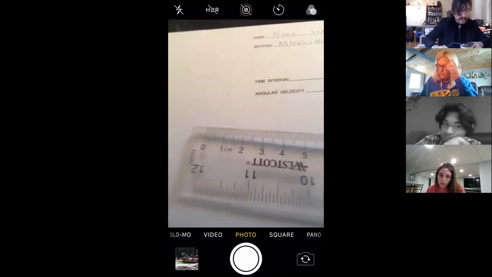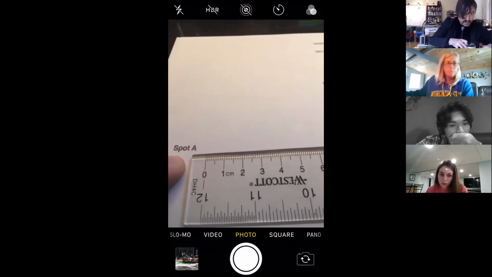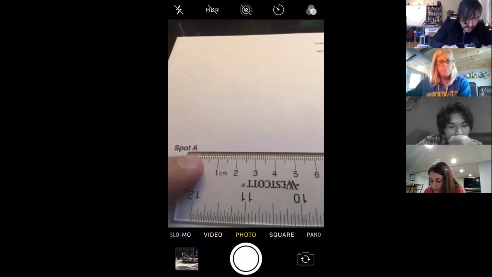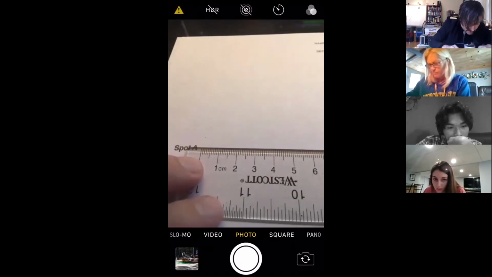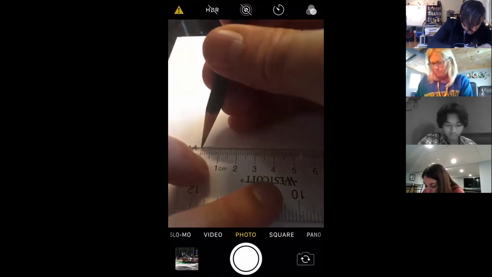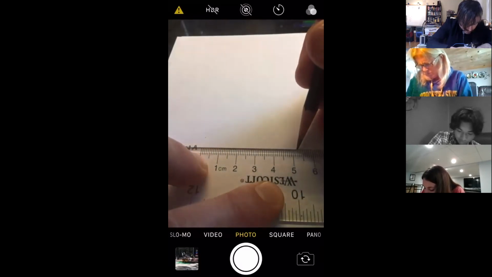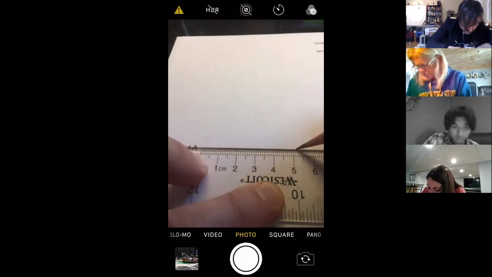Now watch where I make this line. You've got to make it in exactly the same place. Right next to where it says spot A, make your line just to the right of that, and make a line that's exactly 52 millimeters, but no more.